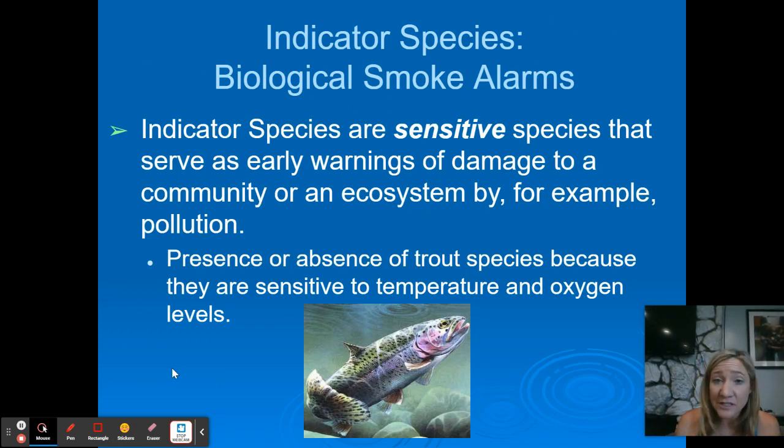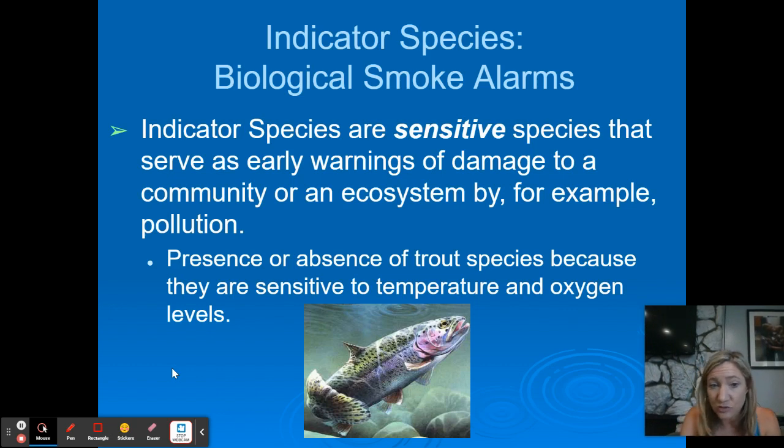There are also indicator species. So these are, think of like biological smoke alarms. These are species that indicate if something is changing in that community. So these are species that are very sensitive to change. Obviously, many species will react to big change. We're seeing many species react to climate change, but these are the species that first identify something's going on here in terms of pollution or temperature change or pH, things like that.